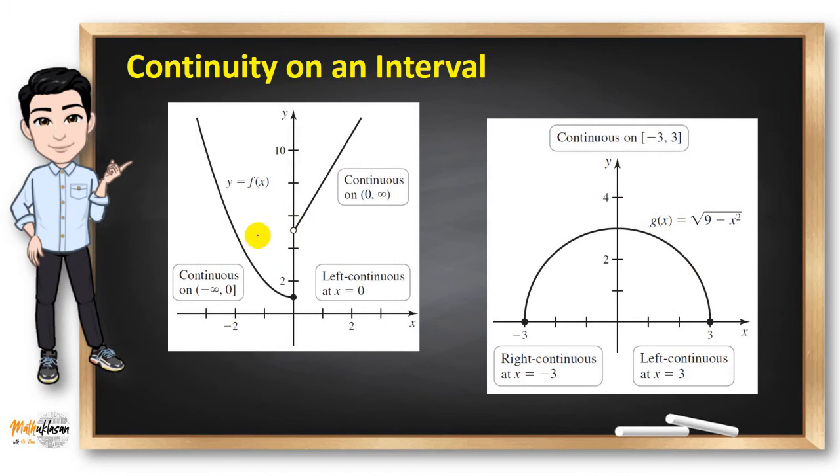Dito naman, continuous siya from negative infinity to positive 0 including 0 kasi solid yung 0 natin dito. At continuous naman siya kapag 0 to positive infinity excluding 0. Tama? Dito naman, left continuous siya at x equals 0 daw. So if x is equal to 0, left continuous ang tawag natin because of this solid point. So, technically, ganyan lang naman ang ginagawa natin.